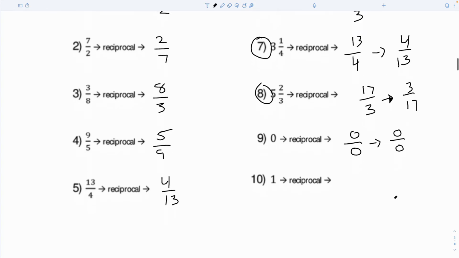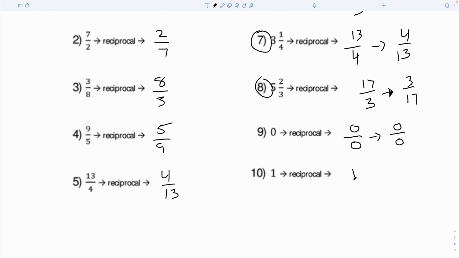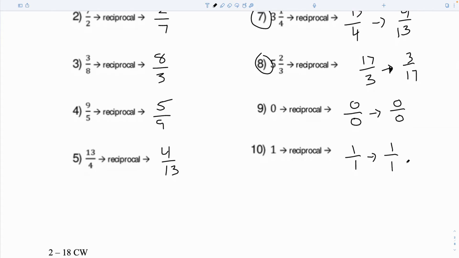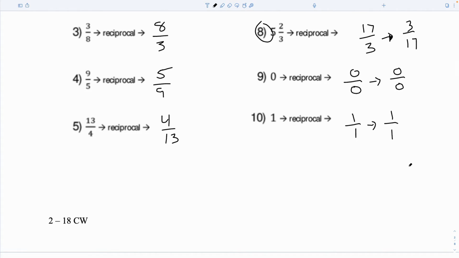Zero over 0 doesn't change. 1 over 1 doesn't change. 0 divided by what? That's fine, yeah.